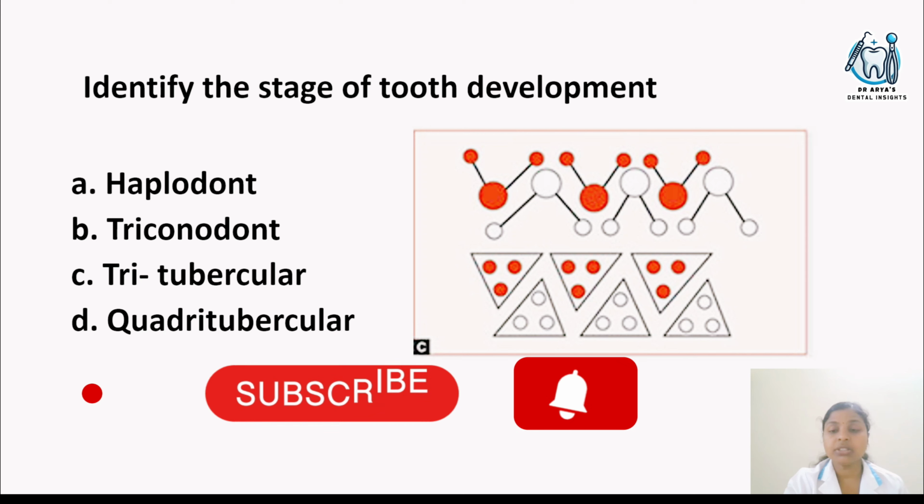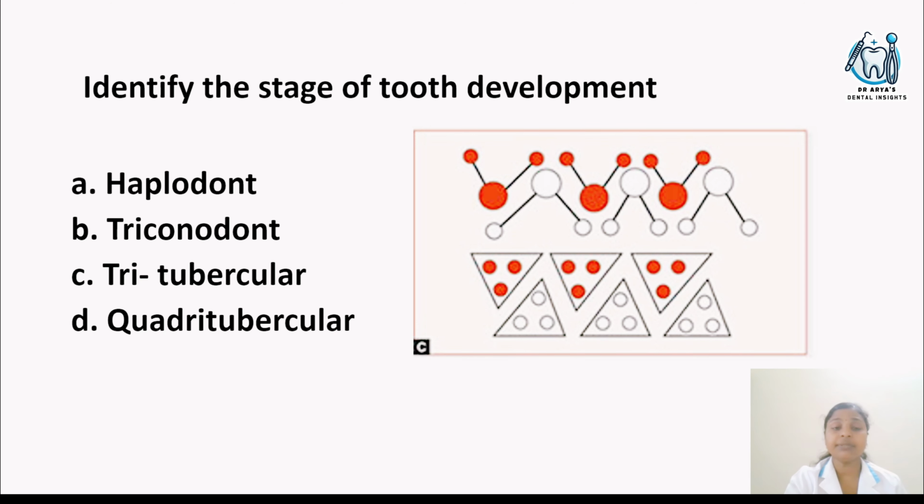So coming to the type of question which asked, identify the stage of tooth development. So keeping all these in mind, you can answer this question. Okay, is it haplodont or triconodont or tritubercular or quadritubercular? Which one is the answer? It is tritubercular, and it is a more efficient molar pattern. That is three cusps in a triangle.